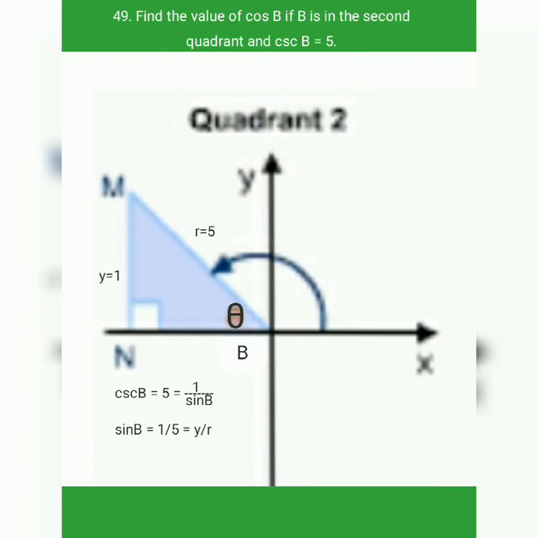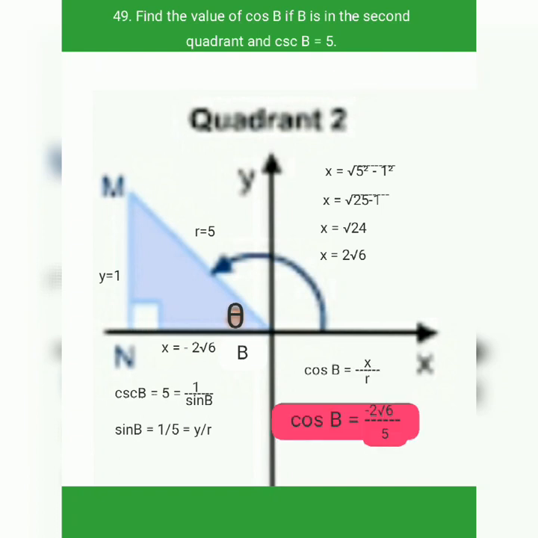To find x, use Pythagorean theorem. So we have 5 squared minus 1 squared, which is equal to 25 minus 1 or 24, and the square root of 24 is 2 square root of 6. Cosine B is equal to x over r, and since it is in the second quadrant, x is equal to negative 2 square root of 6, so cosine B is equal to negative 2 square root of 6 over 5.